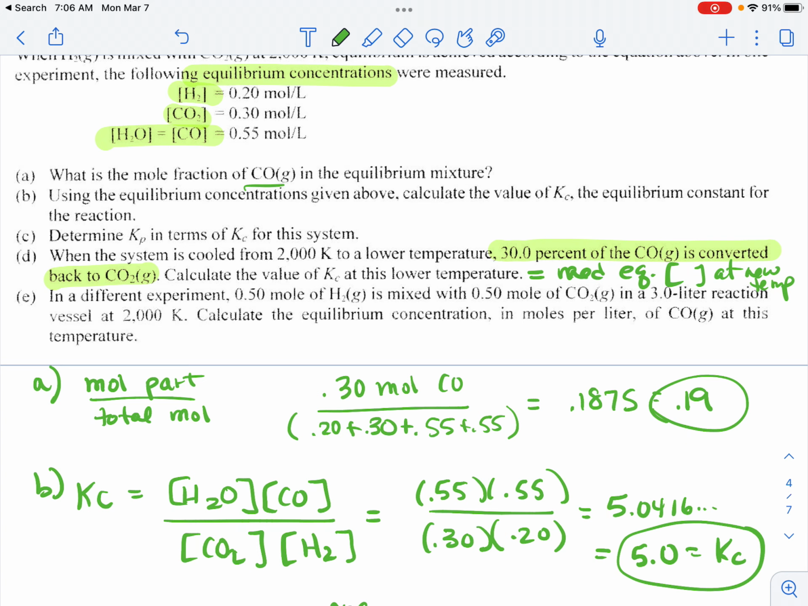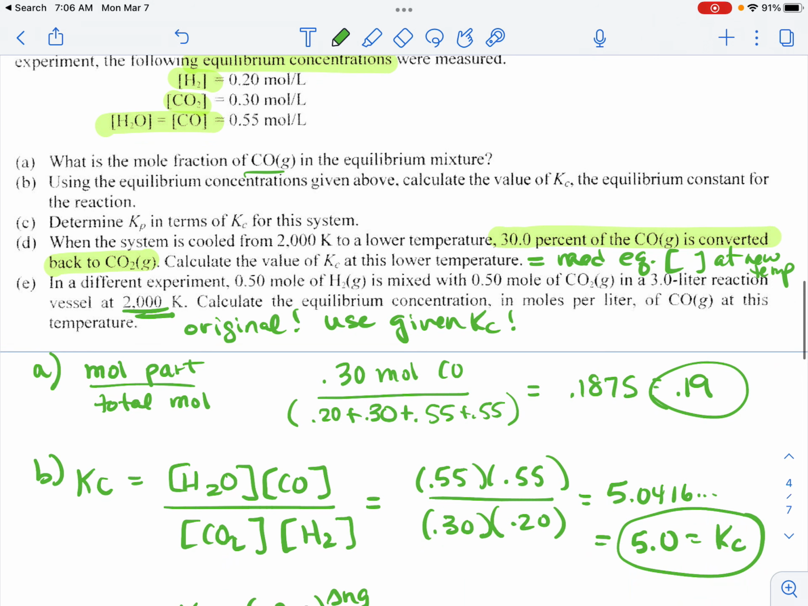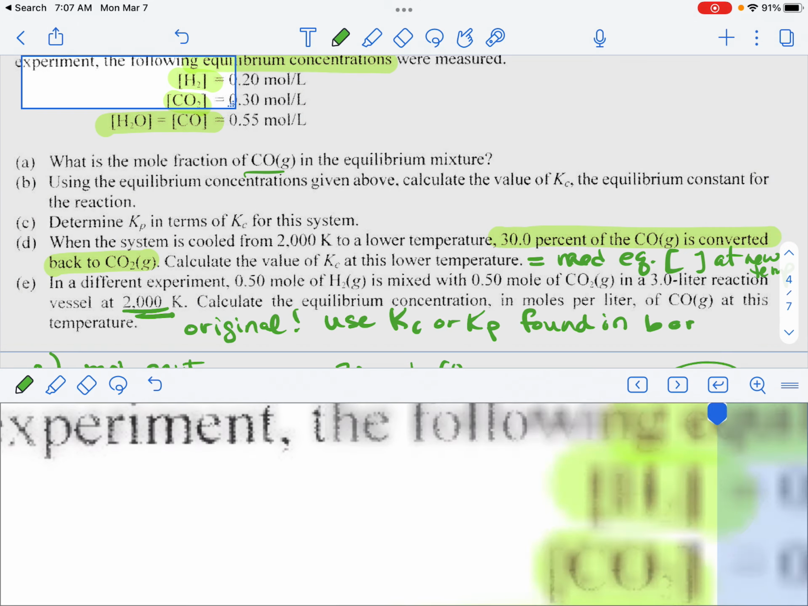Okay, so then part E says in a different experiment, they mixed a half a mole of H2 and a half a mole of CO2 in a 3-liter reaction, and they're back at 2000 Kelvin. So this was my original. You have to be really careful to pay attention to this because this is not the new K, this is the original K. So use the given K, or actually it's not really given, but it's the one that we found in the KC or the KP found in parts B and C.